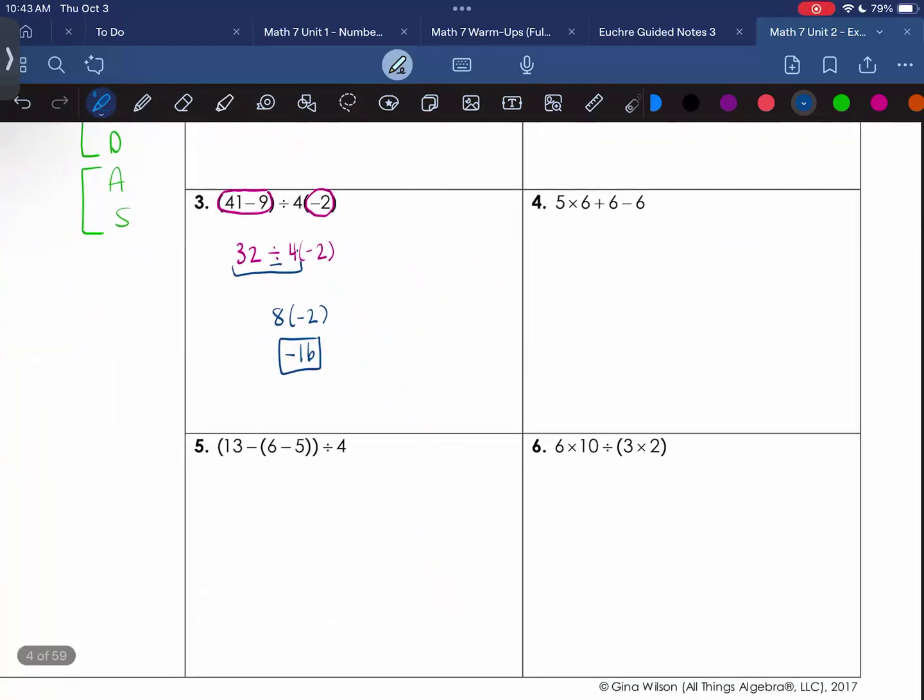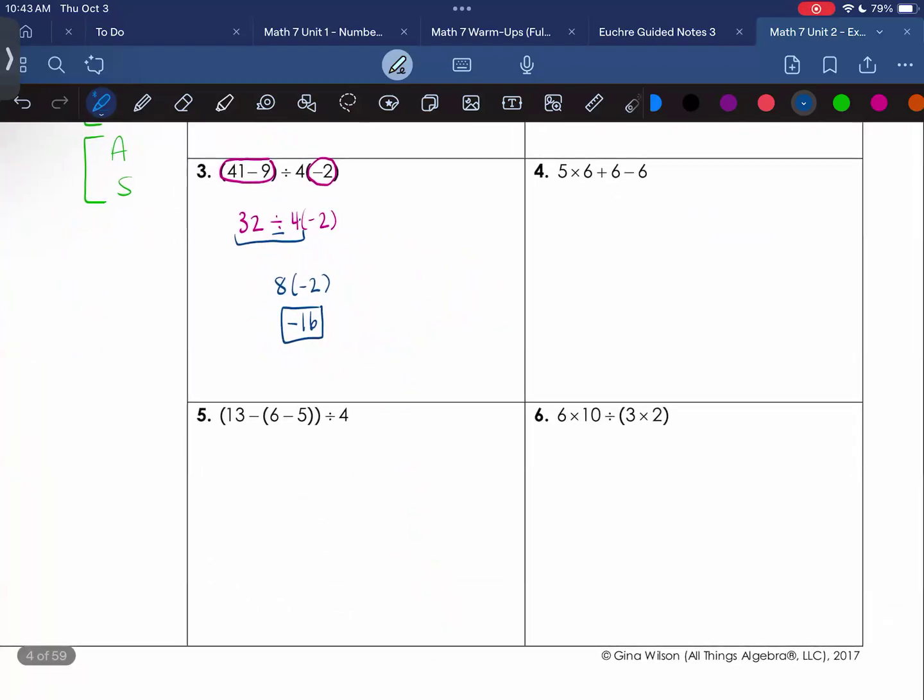I want you to pause the video here, and I want you on your own to do numbers 5 and 6. So pause it, do them on your own. All right, you should have paused the video. If you did not, then you're not following directions. All right, but now we're gonna go over them together step by step.